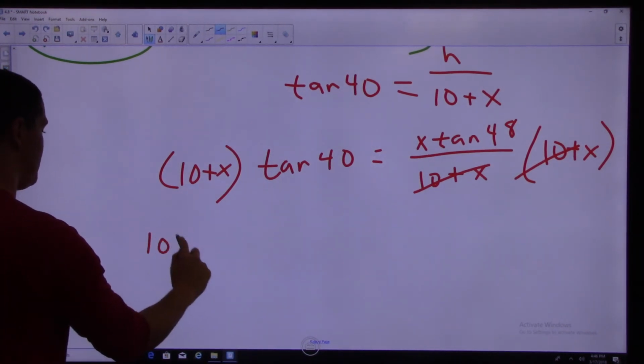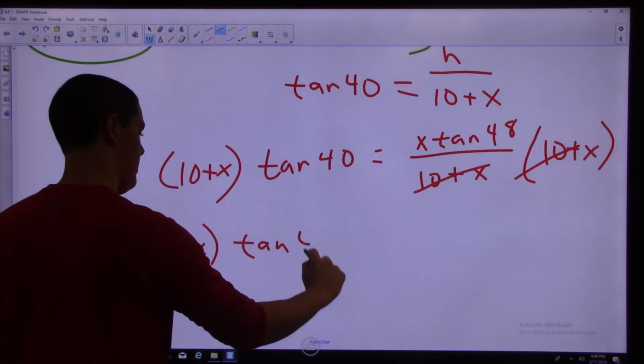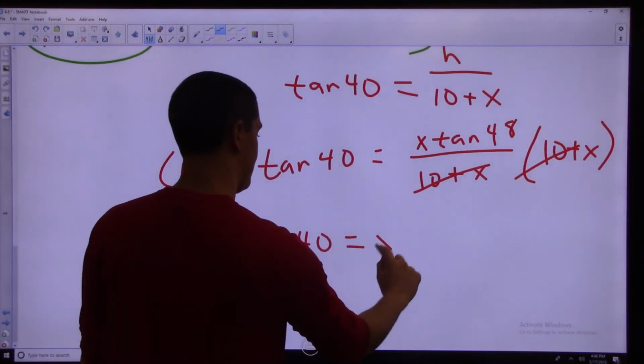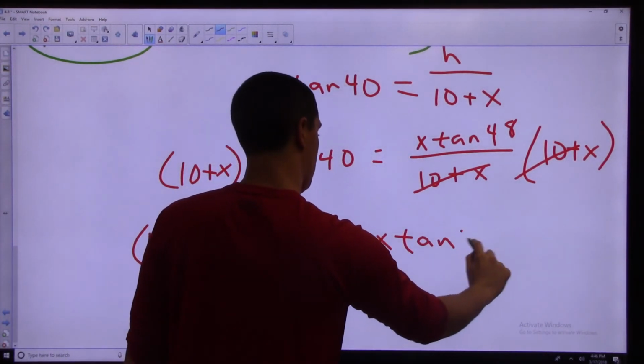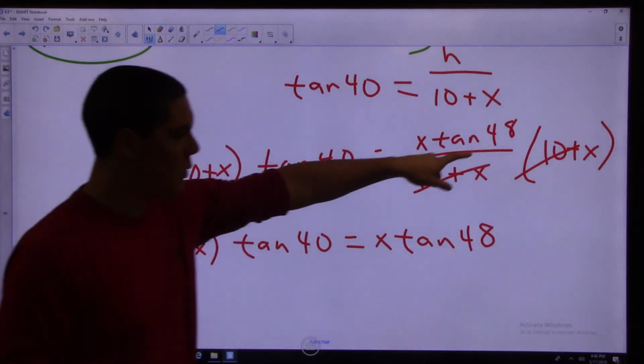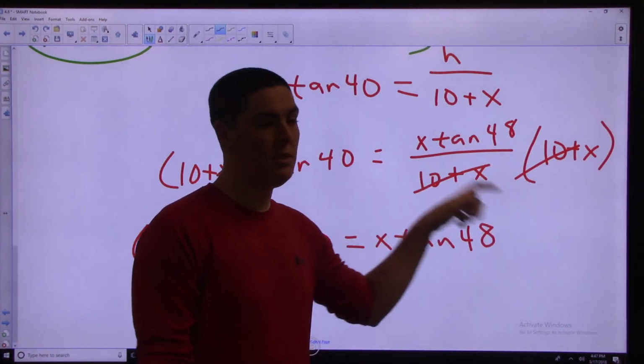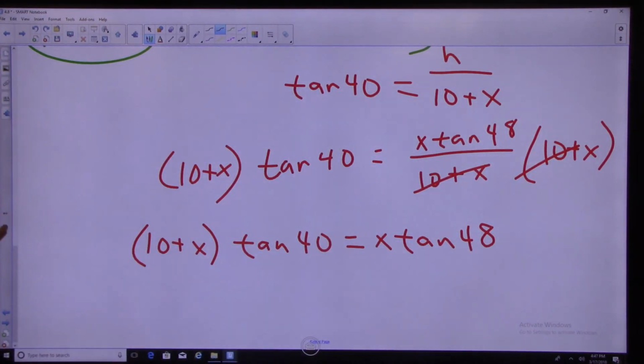So we're left with 10 plus x times the tangent of 40 is equal to x times the tangent of 48. Alright, those divide to equal 1, so that's why I say they quote unquote cancel. Right, 10 plus x divided by 10 plus x is 1. Alright, so here it goes.